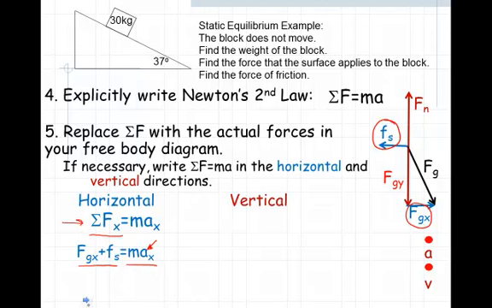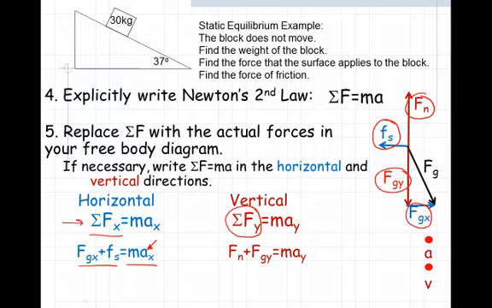Then in the vertical, we do the same thing where we write out Newton's second law, but we fill out this part of it, just like we did with the horizontal, with the vertical forces. In this case, the only vertical forces are the ones marked in red, the normal force, which is straight up, and Fgy, which is straight down. And that equals the mass times the acceleration in the vertical direction.